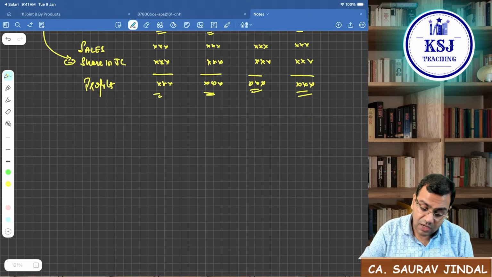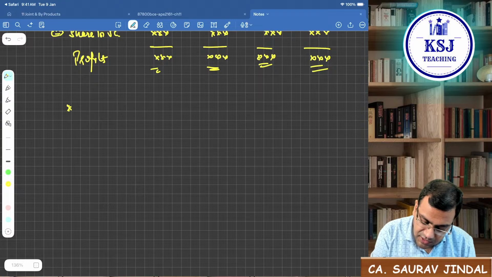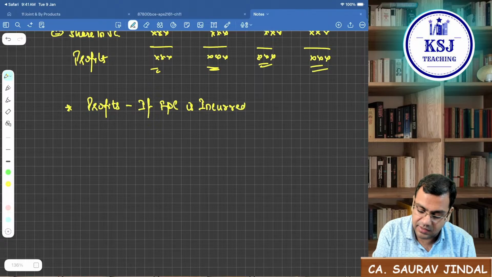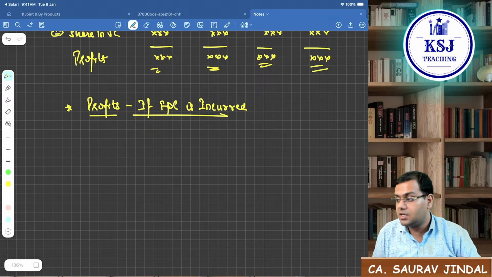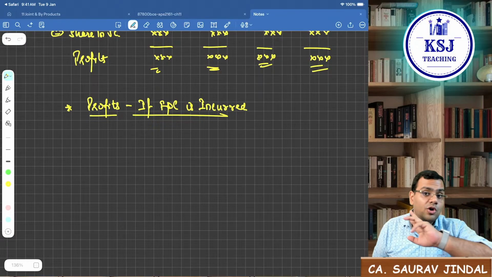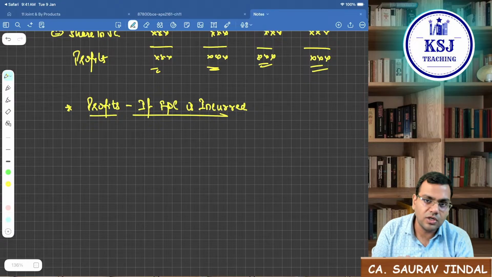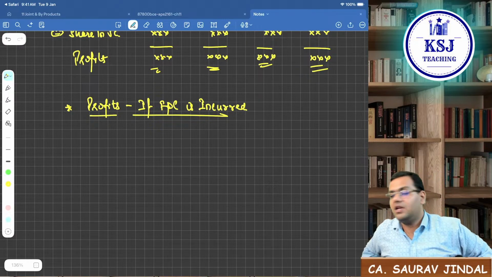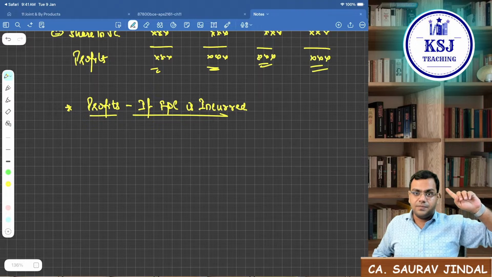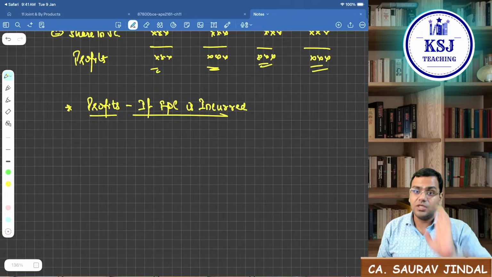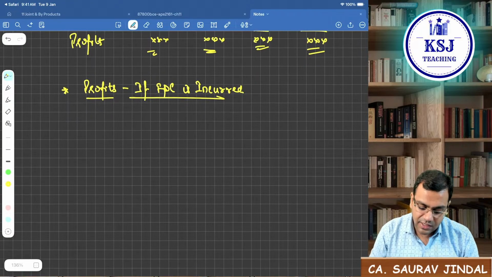So you will subtract this. Now the second part of this question they might ask is, sir, what are the profits if FPC is incurred, if there is further processing being done? Now it will not impact how you are distributing the joint cost, because it is clearly mentioned that joint cost is to be distributed on NRV, and NRV will always be final sales value minus FPC. So the profit calculation will not impact your joint cost distribution. Clear? That is one thing you have to be careful about.